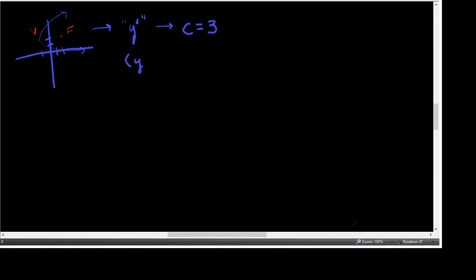y minus 2 quantity squared equals 4 times C, which is 3 in this problem, times the quantity x minus negative 1, which we'll write as plus 1. Simplifying so that this is in the standard form for a parabola, we get the equation that I'm writing right now: y minus 2 quantity squared equals 12 times the quantity x plus 1.